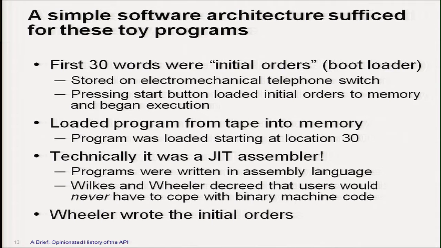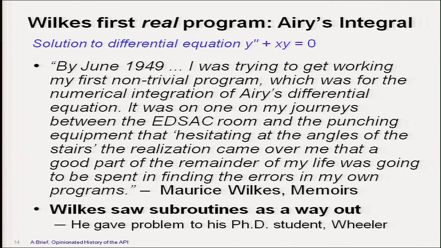And technically what you had there was a JIT assembler, because the programs weren't written in binary code. They were written in assembly language on this tape, and the program running in the first 30 locations of memory read this stuff, turned it into binary code, stored it in memory, and executed it. Wilkes and Wheeler decreed that users should never have to deal with binary code, because that's for machines only. And Wheeler, who was Wilkes' graduate student, he wrote that 30-word initial order. Then Wilkes decided to write the first real program.